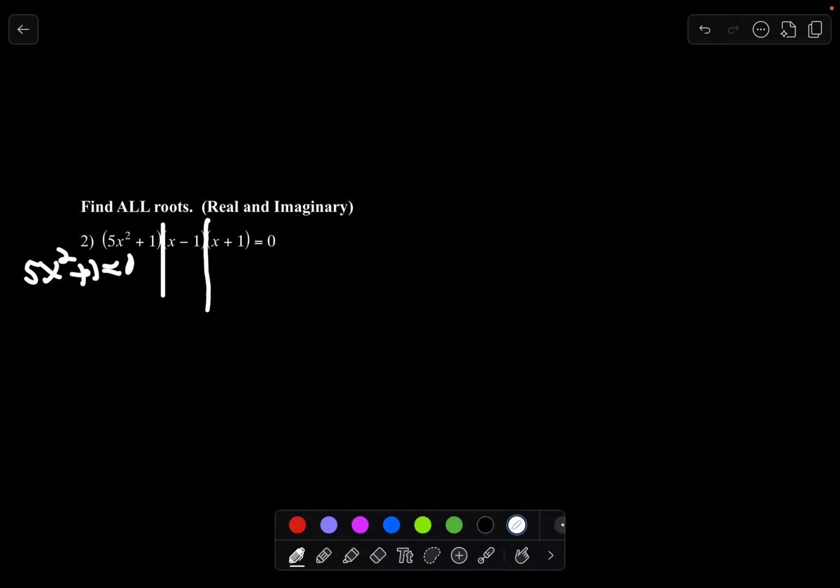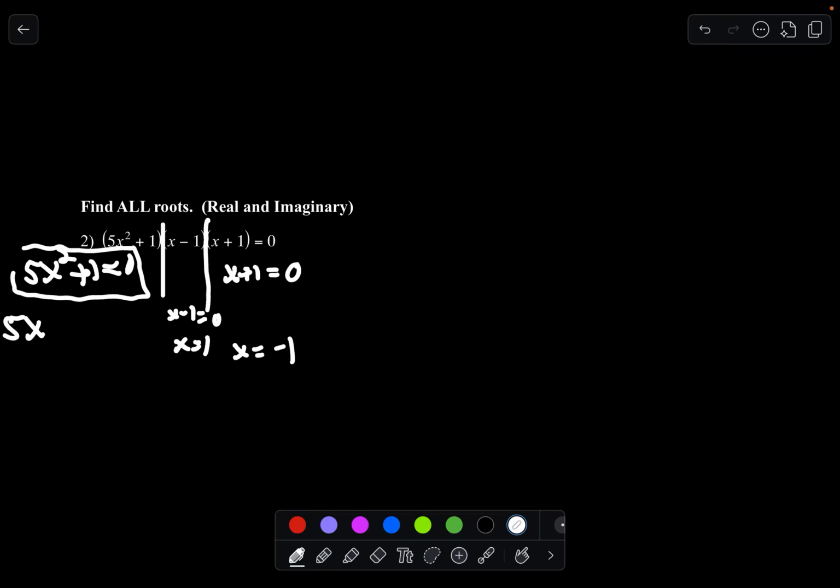The x minus 1 equals 0 gives x equals 1. X plus 1 equal to 0 gives x equals negative 1. The only one that's a little bit odd is this 5x squared plus 1 equal to 0. Solving that, subtracting 1, you get 5x squared equals negative 1. Divide by 5, you get x squared equals negative 1/5. Now you have to take the square root, get rid of the squared, and that's plus or minus the square root of negative 1/5.